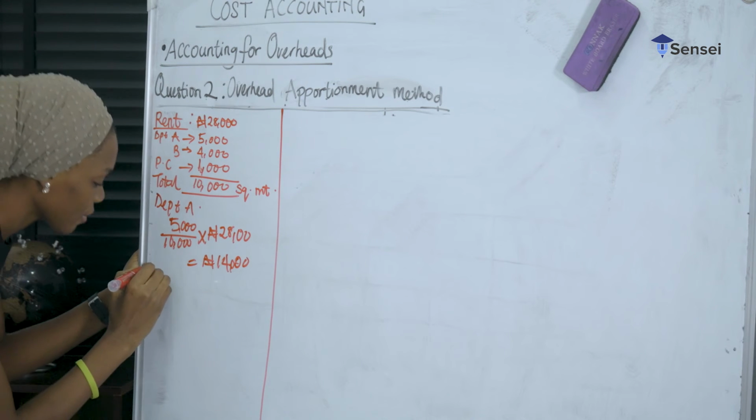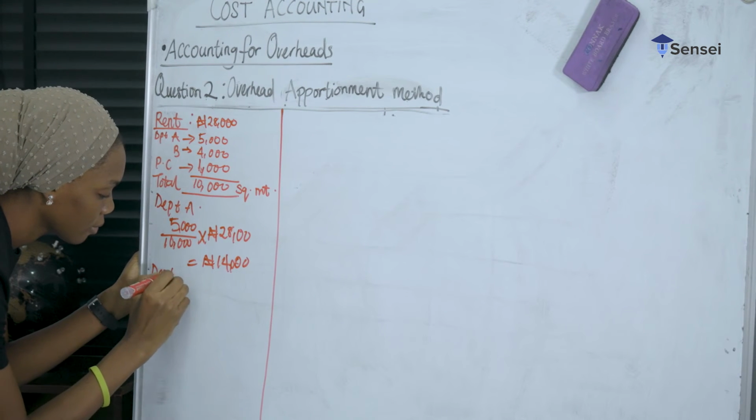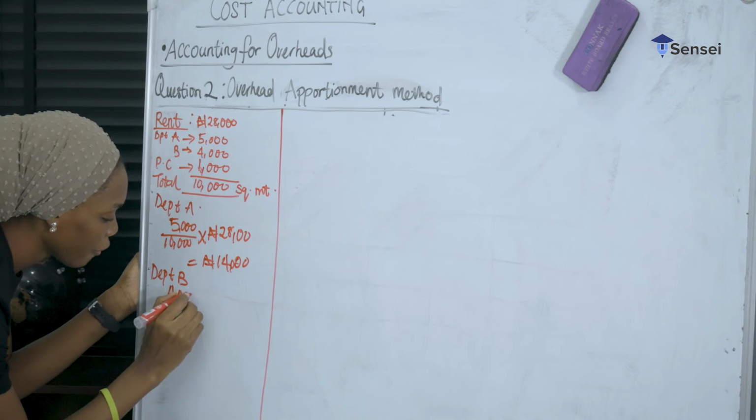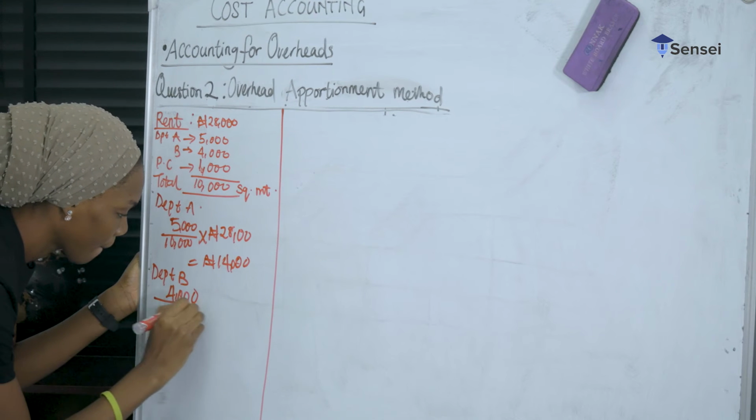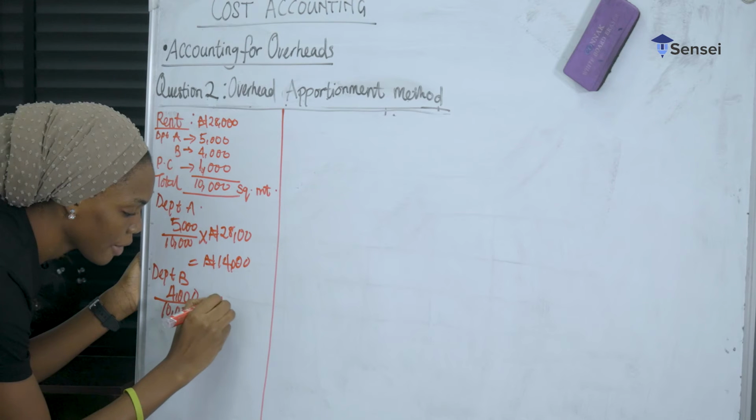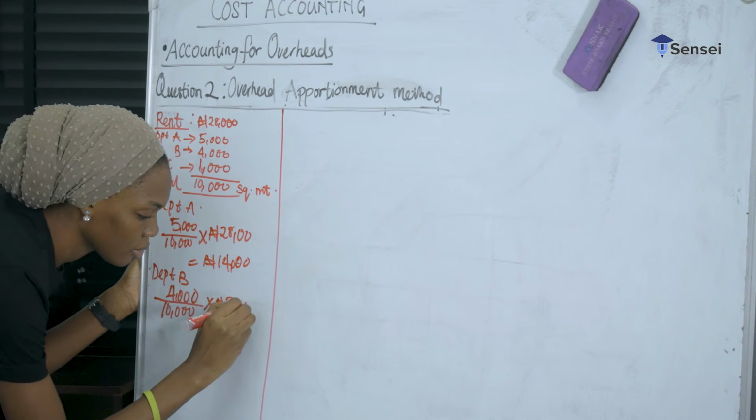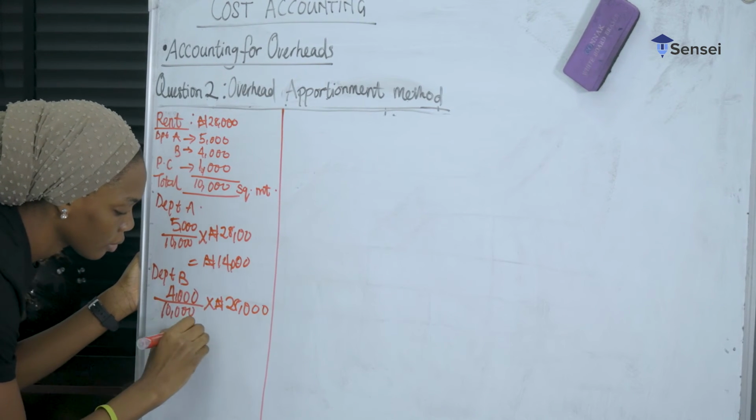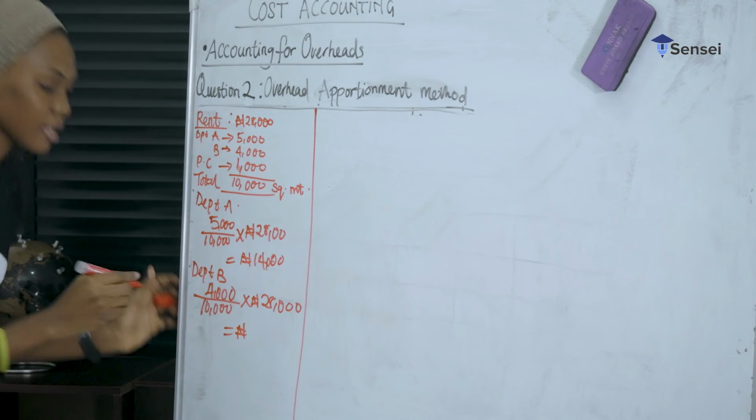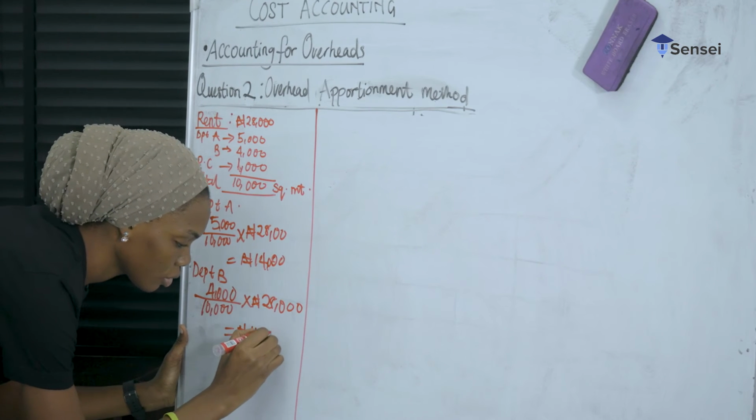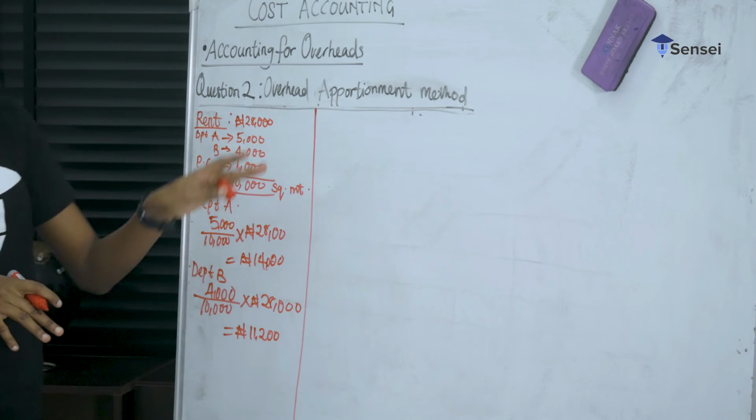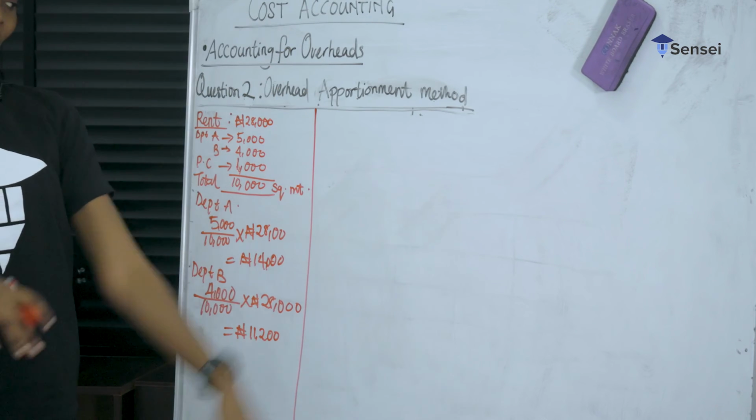So move down to Department B. For Department B, that will be 4,000 square meters over 10,000 square meters, multiplied by the cost of rent, which is 28,000 naira. And this gives us the sum of 11,200 naira. This is how we arrive at the cost for rent for Department B.